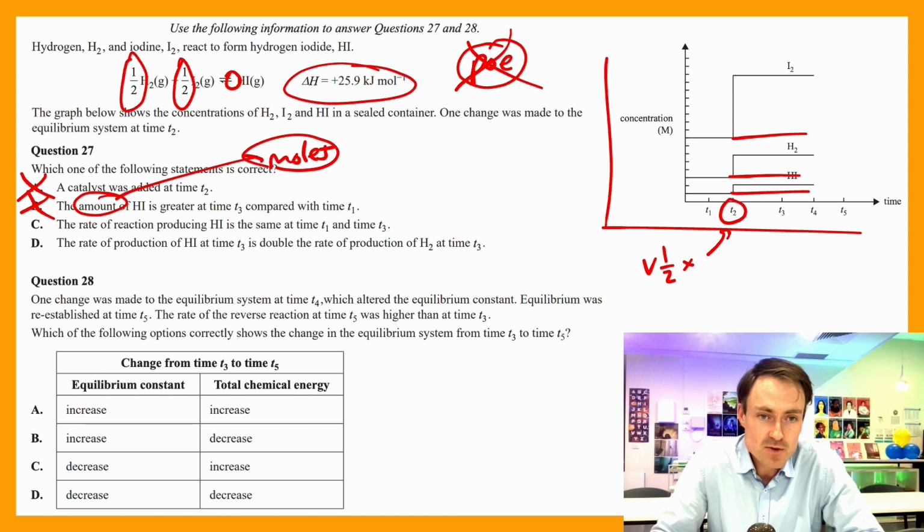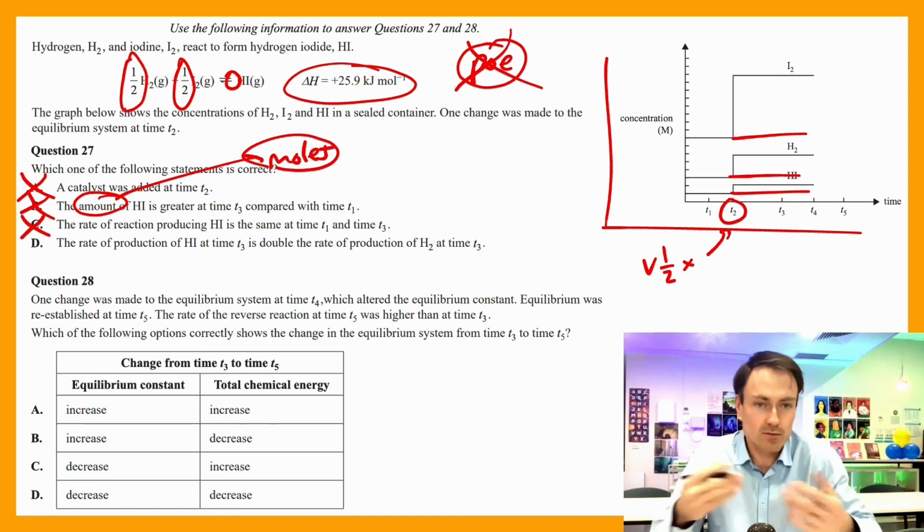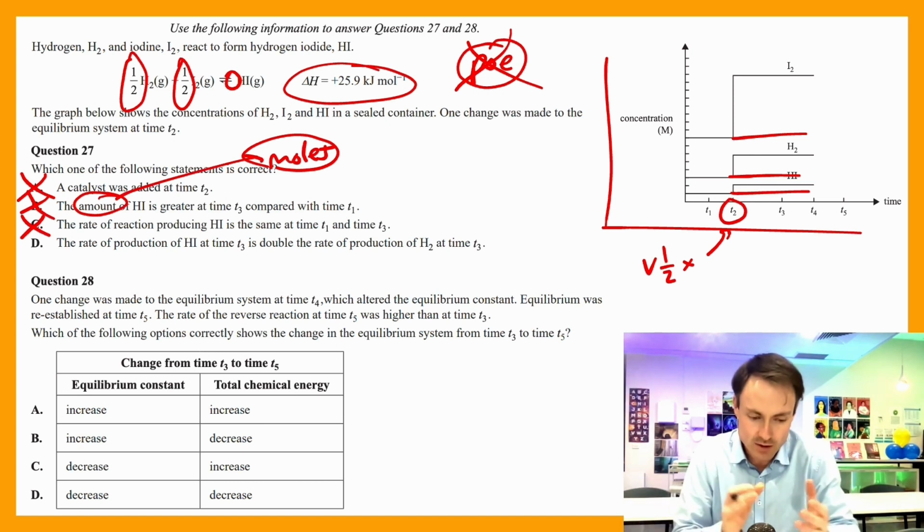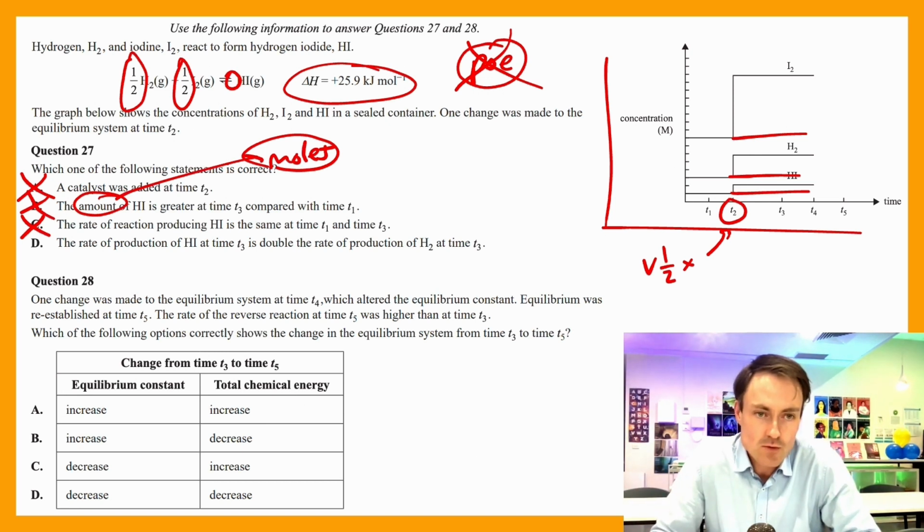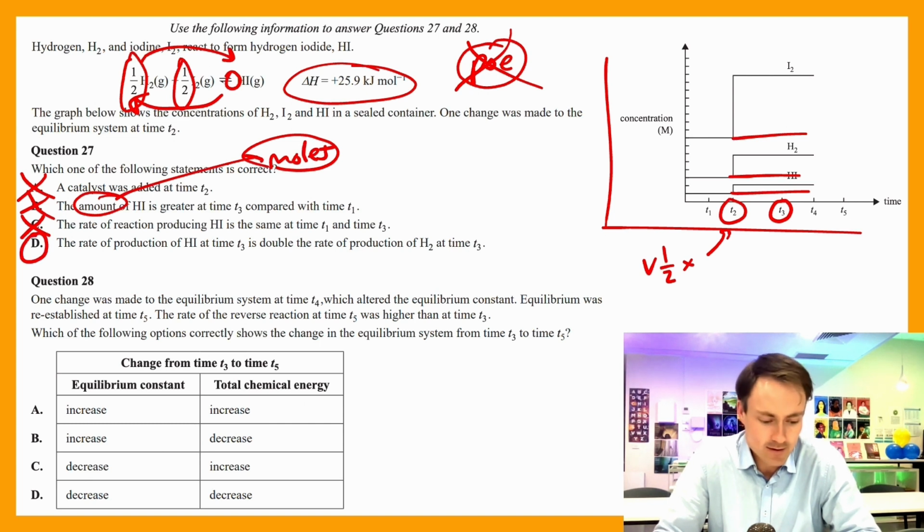The rate of reaction producing HI is the same at T1 and T3. Now, we've already said that it doubled the rate, right? Because if you double the concentration, you double the rate of reaction. The rate of production of HI at T3 is double the rate of production of H2 at T3. Well, let's check. At T3, or indeed at any time, the production rate of H2 is half a mole per equation. The production rate of HI is 1 mole per equation. Therefore, D is correct.